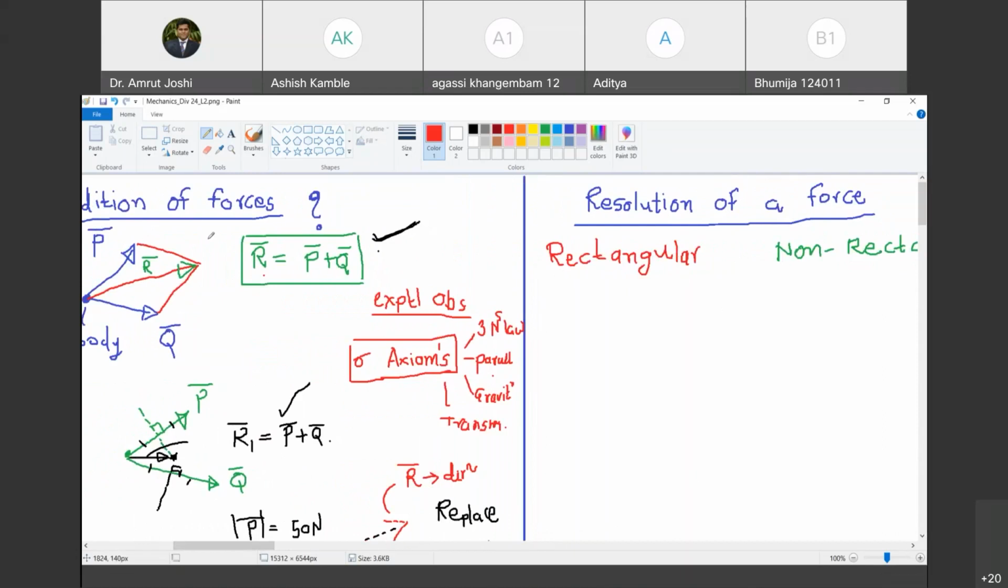We had just added the two forces. Are you with me, Aditya? Yes, sir. Now I am going to ask the reverse question. If I know the addition of a force, then what are those two parent forces which have been added to get that force? That is the reverse question that I am asking. Are you with me?